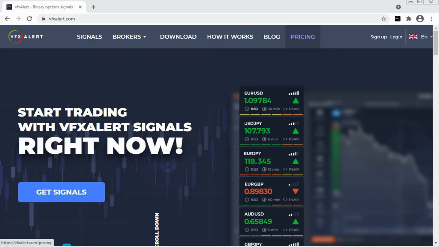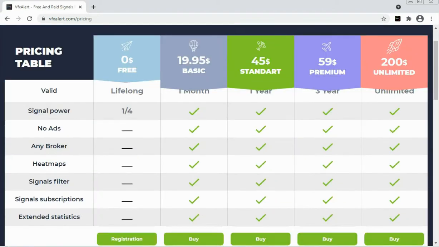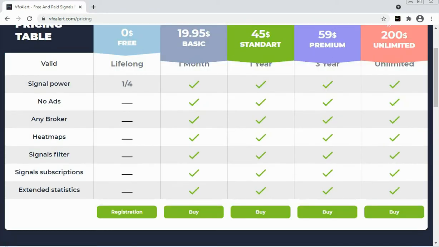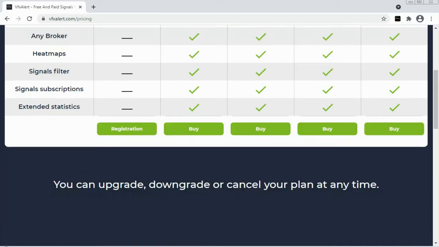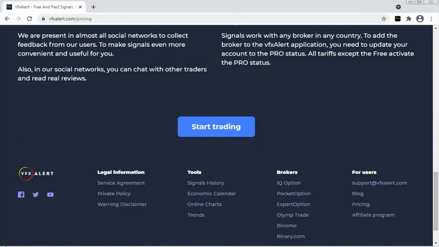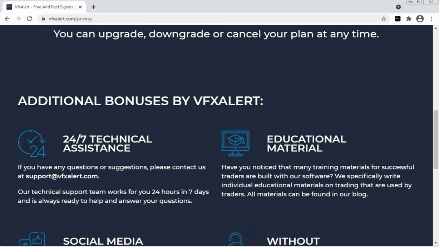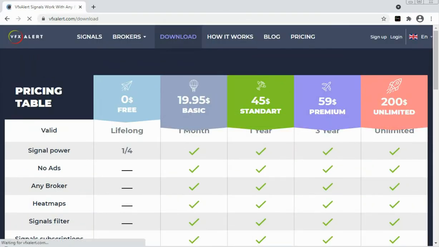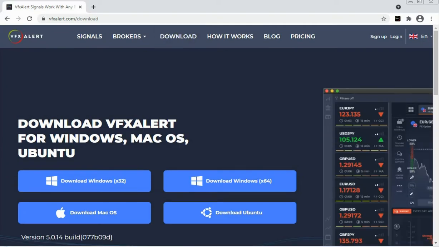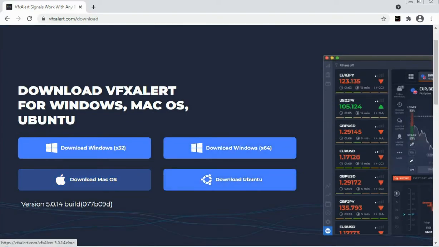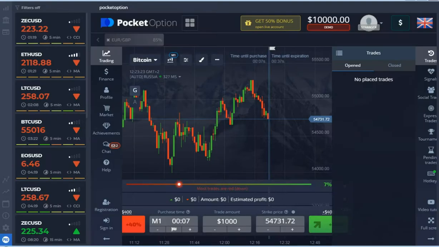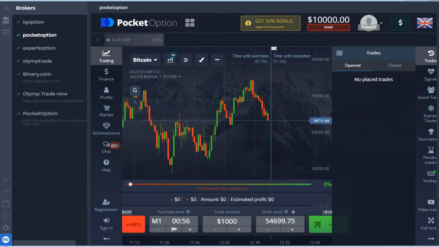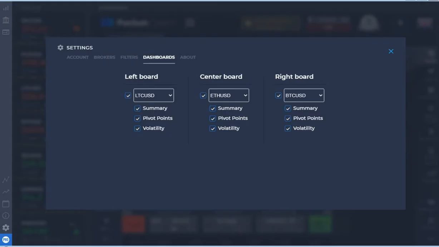To start trading on the VFX Alert website, select the license that suits you, or free signals with limited functions available immediately after registration. Then download and install the program for your computer. You can trade on recommended brokers or add your own in the program settings.